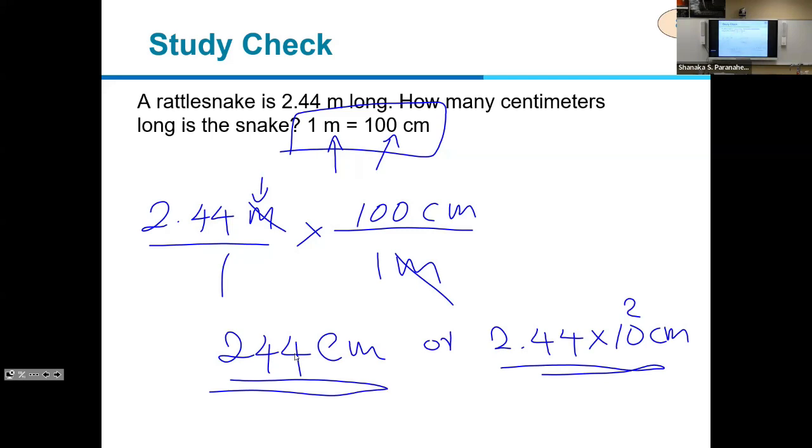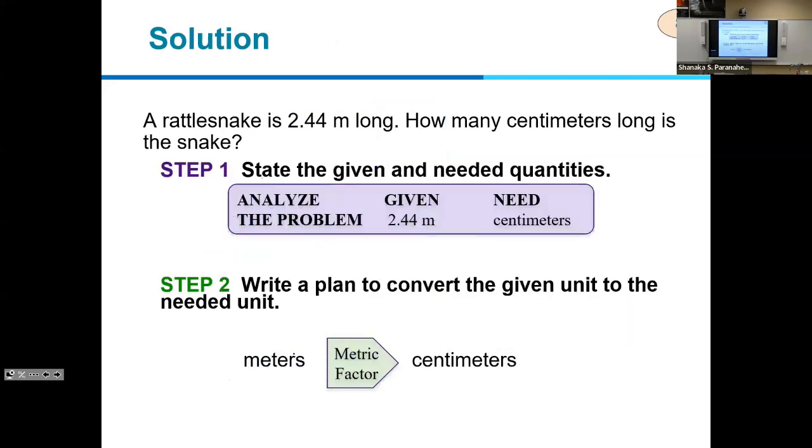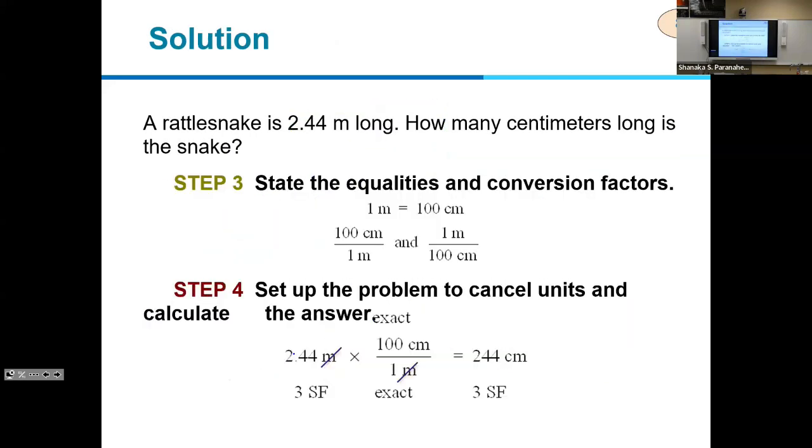Any question? You can see all the work on my slides. In that case, the measured value is 2.44 because it has 3 significant figures. So the answer is written in 3 significant figures. 1 meter and 100 centimeters are both exact values because those are definitions.